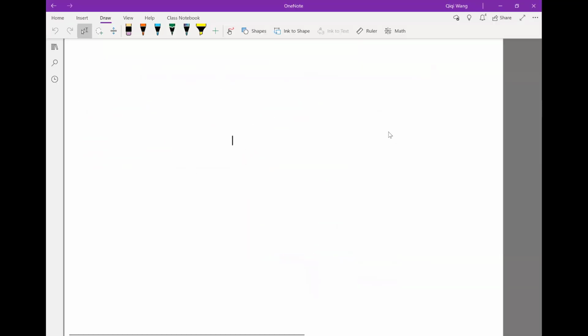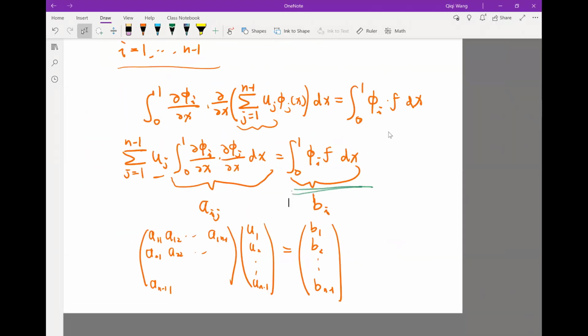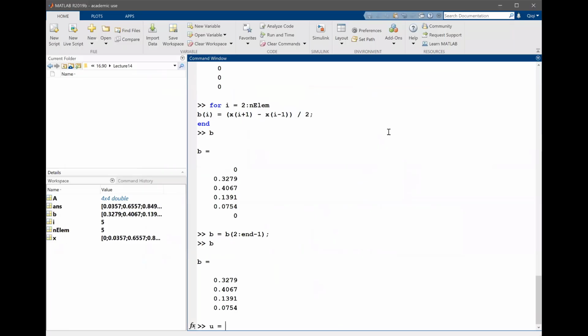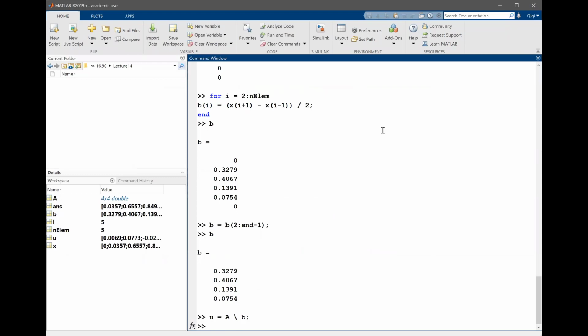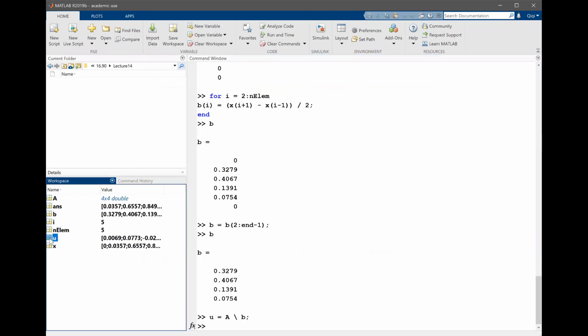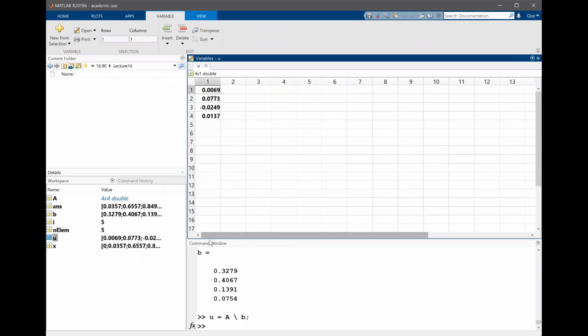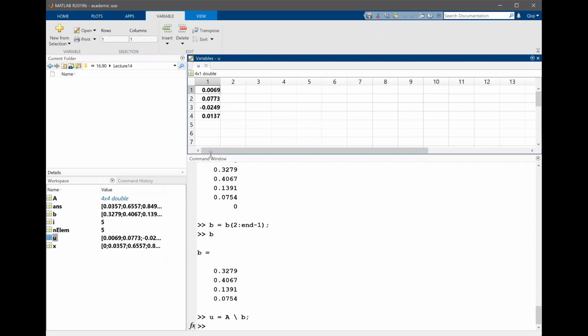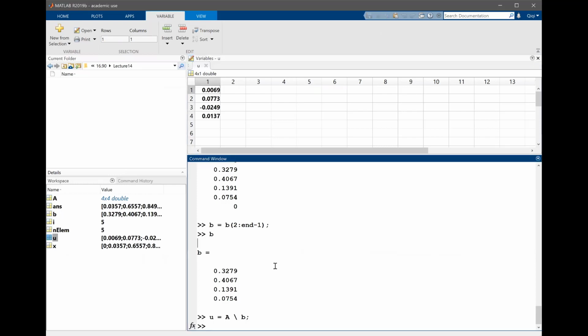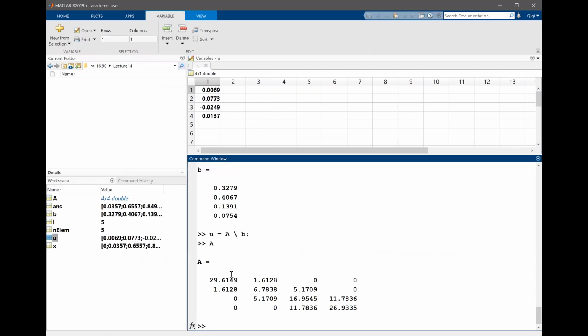Okay, so we have constructed my A and B according to our derivation. What's left is to set U equal to A backslash B. Here comes my solution to the problem. Okay, I get, let me see, I think I must have a problem because that's not the kind of solution I'm expecting. Oh, I'm missing the negative signs in my A.